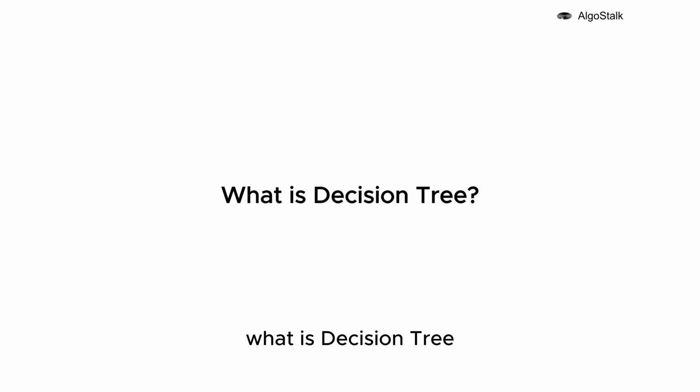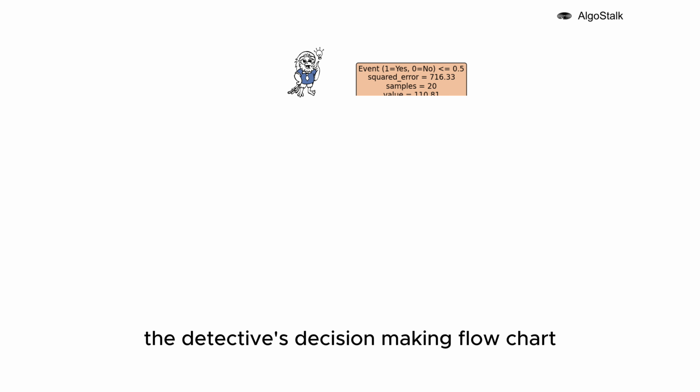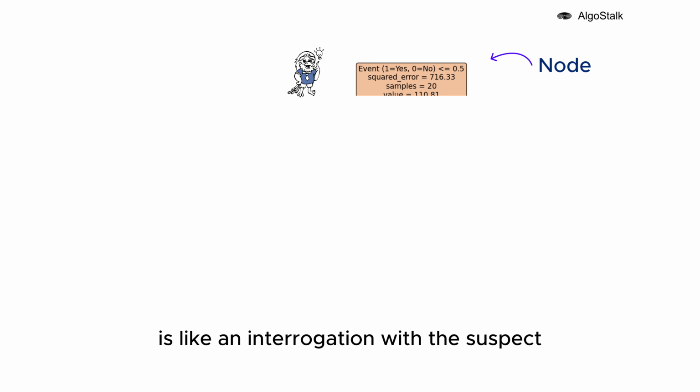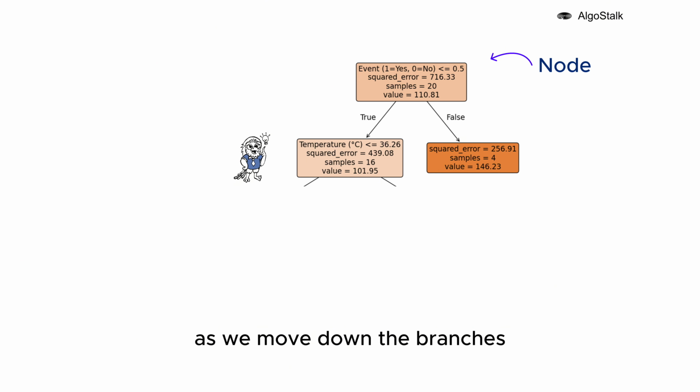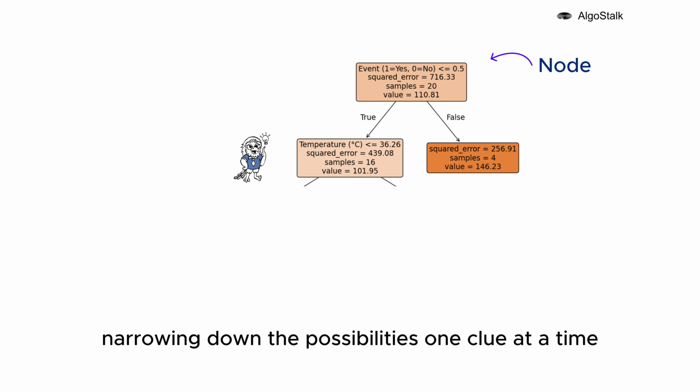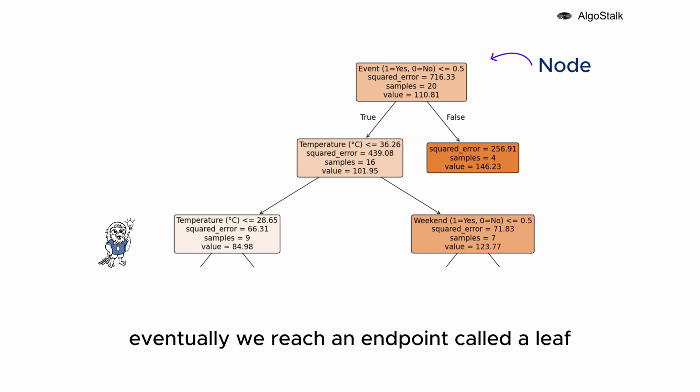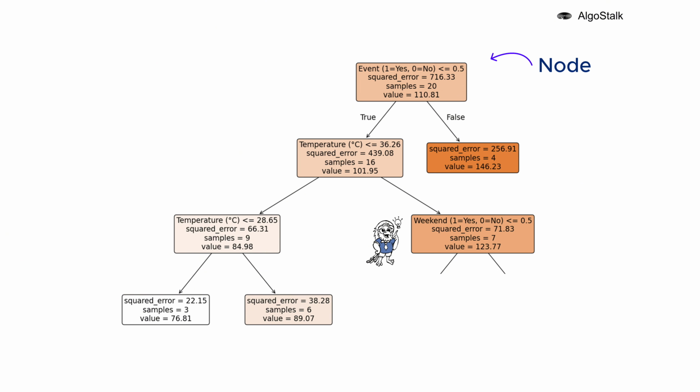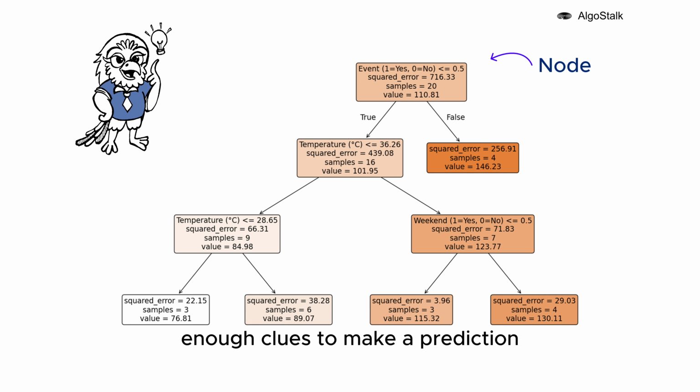What is a decision tree? Picture it as the detective's decision-making flowchart. Each decision point, or node, is like an interrogation with the suspect, a key feature in our investigation. As we move down the branches, we're gathering more information, narrowing down the possibilities one clue at a time. Eventually, we reach an endpoint, called a leaf, where our detective has gathered enough clues to make a prediction. It's like concluding the case. After considering all the evidence, a decision is reached.